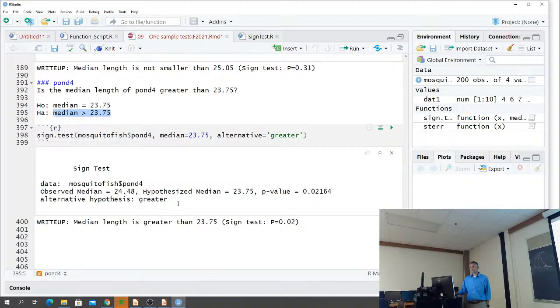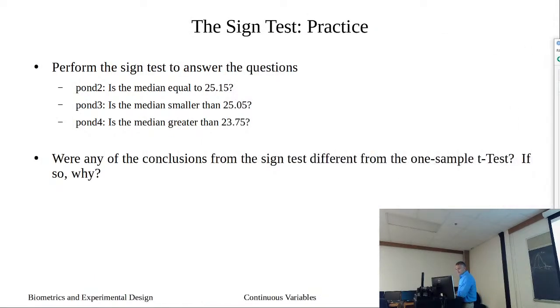All right. So what we'll do is we'll review this on Wednesday. Get a little review. I do have a question: were any of the conclusions from the sign test different? No, I think they were all the same. And it usually will be.